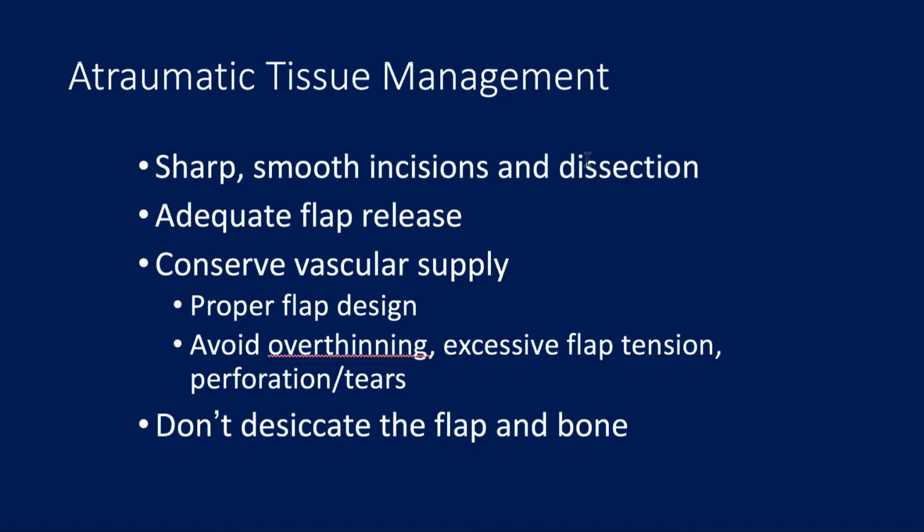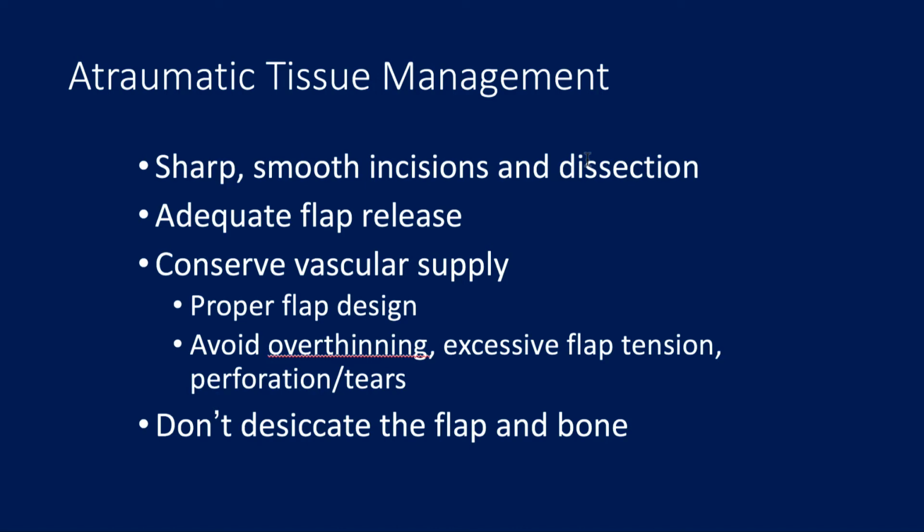Now, one of the things that we want to do to help minimize any kind of adverse healing event is to carefully manipulate any of our flaps. This means that we need to have sharp, smooth incisions on dissection. We need to make sure that we have adequate flap release so that we're not putting too much tension on that flap as we're retracting. And we need to pay attention to the vascular supply.